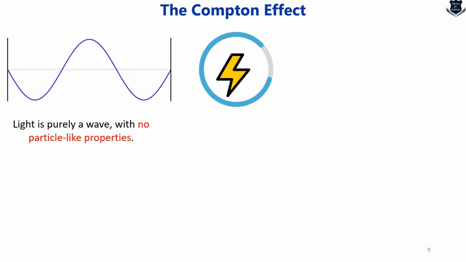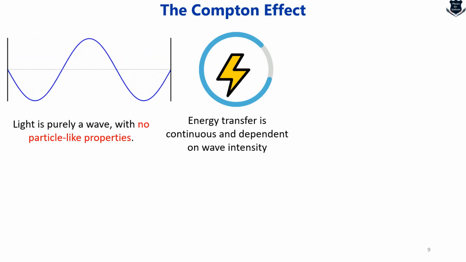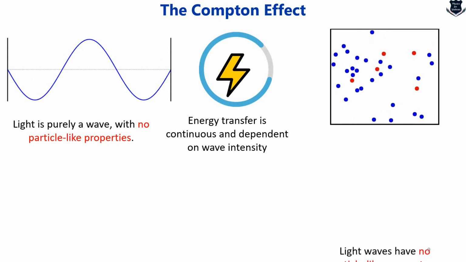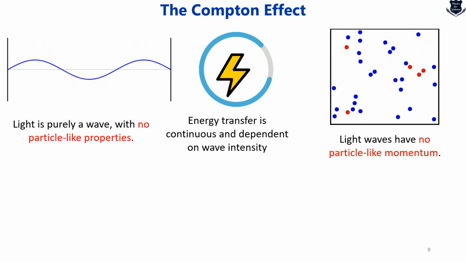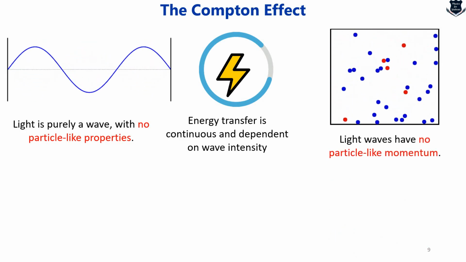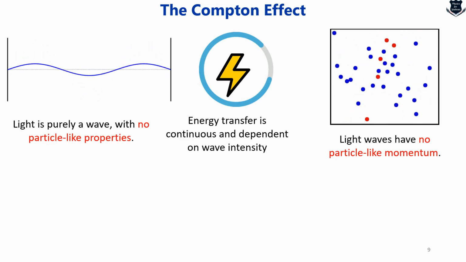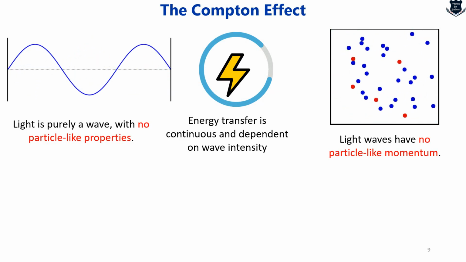Also, the second part is that I imagine this blue circle which goes on and on. So energy transfer is continuous, and remember it depends on the wave intensity, not on frequency or quantized packets. I mean to say this is prior to Arthur Compton's discovery. Also, with these bouncing lines, remember that light waves have no particle-like momentum and cannot transfer momentum to other particles in a collision. So it didn't have any particle-like momentum.